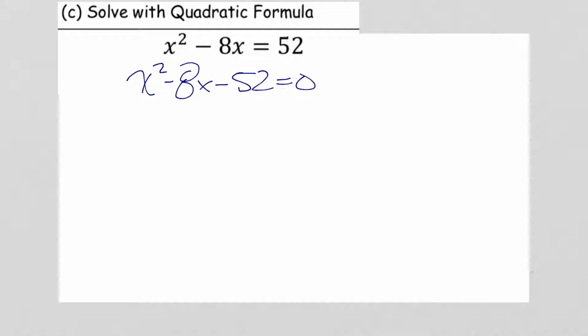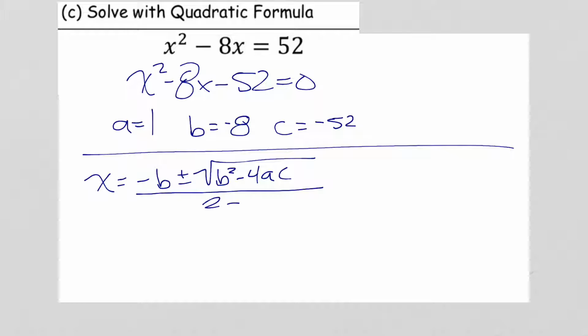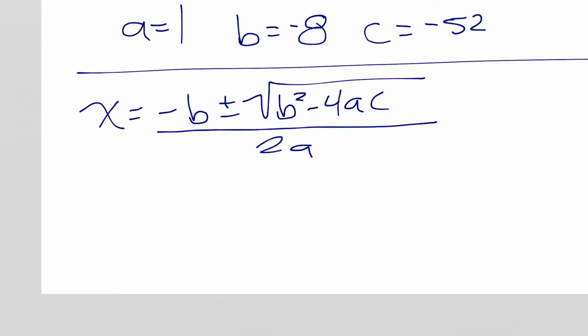So let's think about what we have. We have a equals 1, b equals negative 8, and c equals negative 52. Alright, so let's remember the quadratic formula. x equals negative b plus or minus the square root of b squared minus 4ac, all of that over 2a. So now let's substitute in what we have.